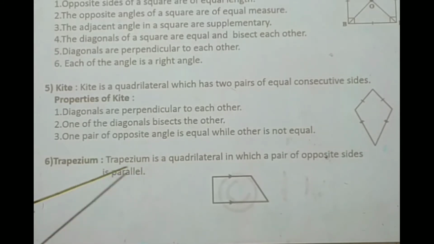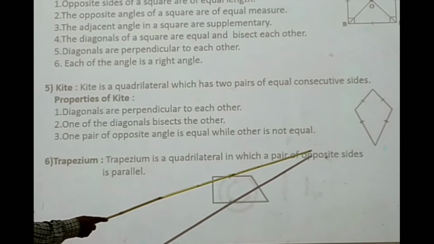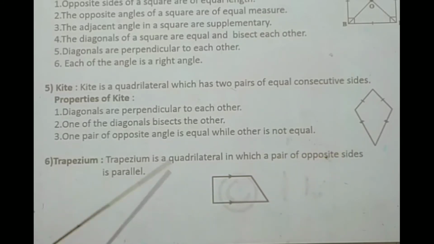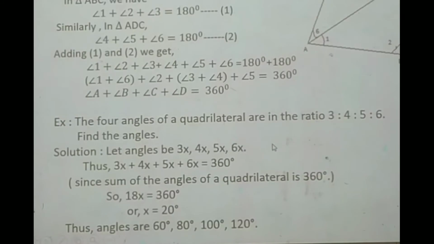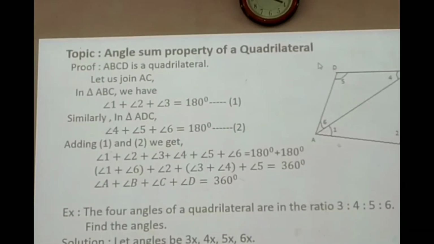And a trapezium is a quadrilateral in which one pair of opposite sides is parallel. Only one pair is parallel. Such type of quadrilateral is a trapezium. These are the types of quadrilaterals and their properties. Just listen. Any doubt, you can ask me anytime through Miriam. I will clear your doubts.